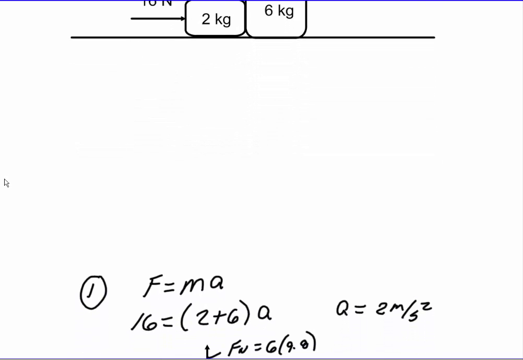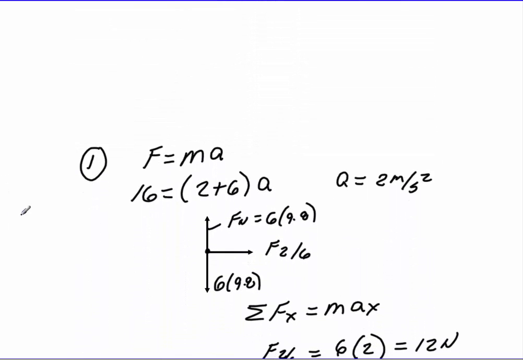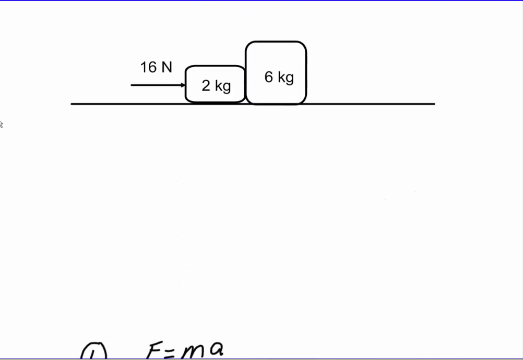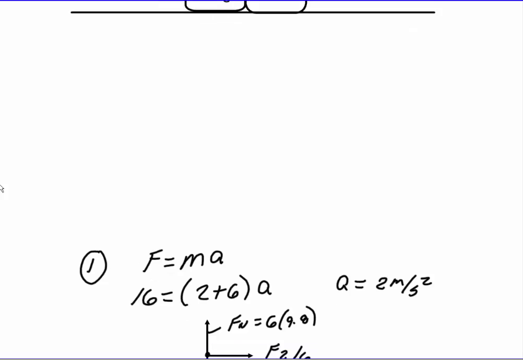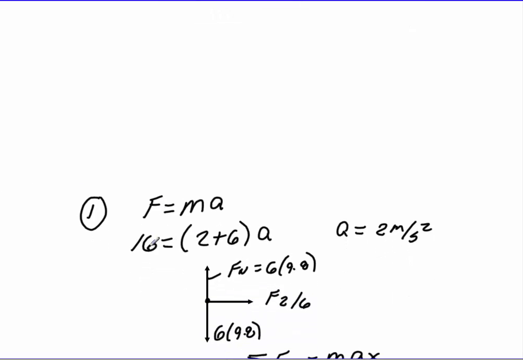First way, you could have just done it really simple. Just say summation of forces equals mass times acceleration. The only force you have here is the 16. There's no friction here. So 16 is equal to the total mass, which is 8, times acceleration. Find your acceleration: 2 meters per second squared. That's how you would have gotten acceleration, and you can do this with any type of problem.